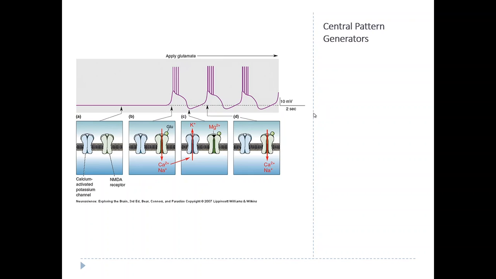And there are lots of neurons in other parts of the nervous system too that have this sort of innate rhythmic firing pattern. And the way this mechanism works is through the NMDA receptors.